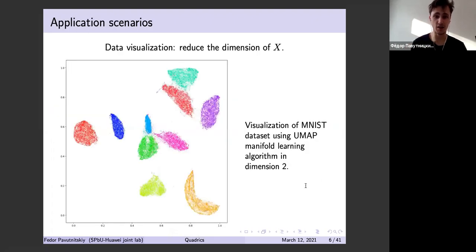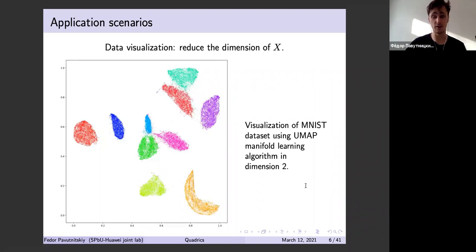These are some application scenarios of manifold learning, what manifold learning is used for. First, I will give 4 examples. Only 2 will be relevant for us. This first example is not really relevant, but still, this is actually one of the most common applications of manifold learning: data visualization.